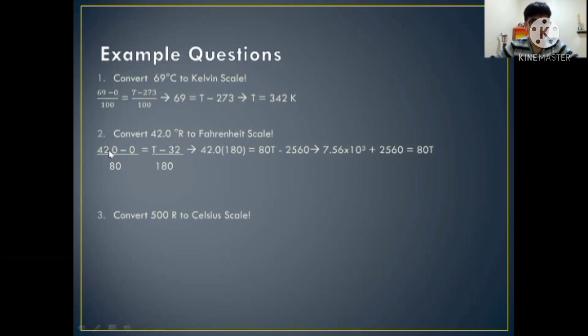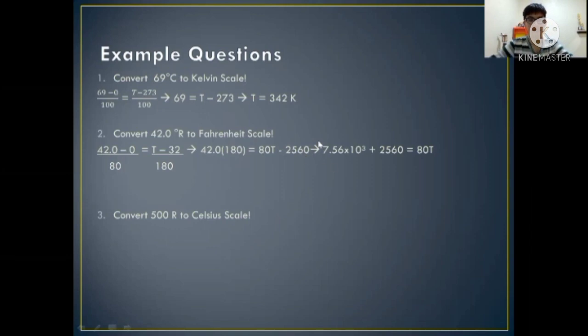Now, given that, we just insert this into the formula, just like before. 42.0 minus the freezing point of Reaumur, divided by the range of Reaumur, which is 80, equals the temperature of the Fahrenheit minus the freezing point of Fahrenheit, which is 32, divided by the range of the Fahrenheit scale, which is 180. Since we have different numbers below the fractions, all you have to do is cross multiply, like 42.0 multiplied by 180, and 80 times T minus 32.